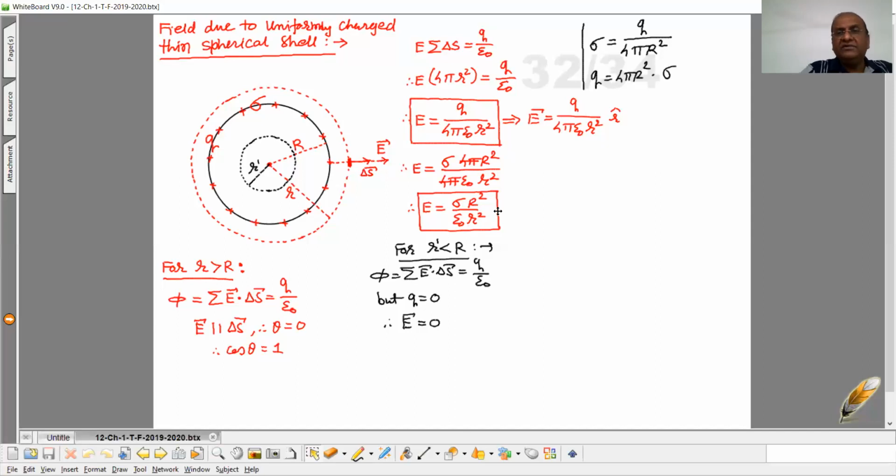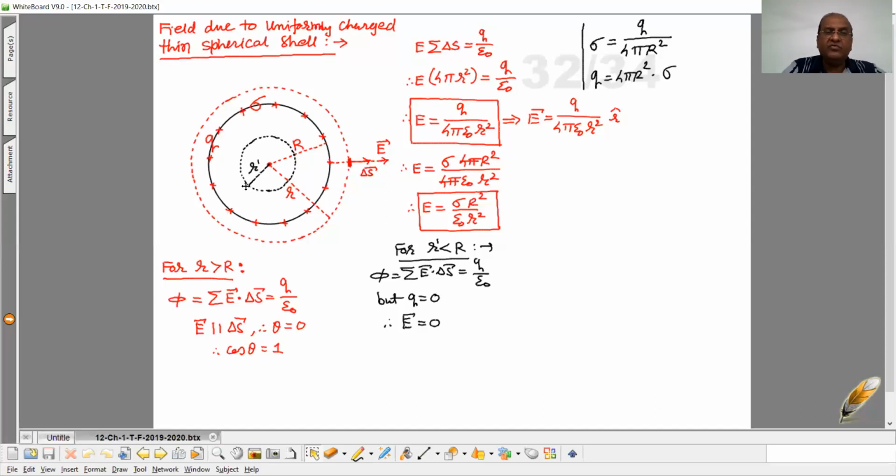Now think about the electric field at any point inside the spherical shell. So here again consider a spherical Gaussian surface having radius equal to r dash, for which the center of the Gaussian surface coincides with the center of the spherical shell. And r dash is less than capital R. It implies that this spherical Gaussian surface is inside the charged shell.